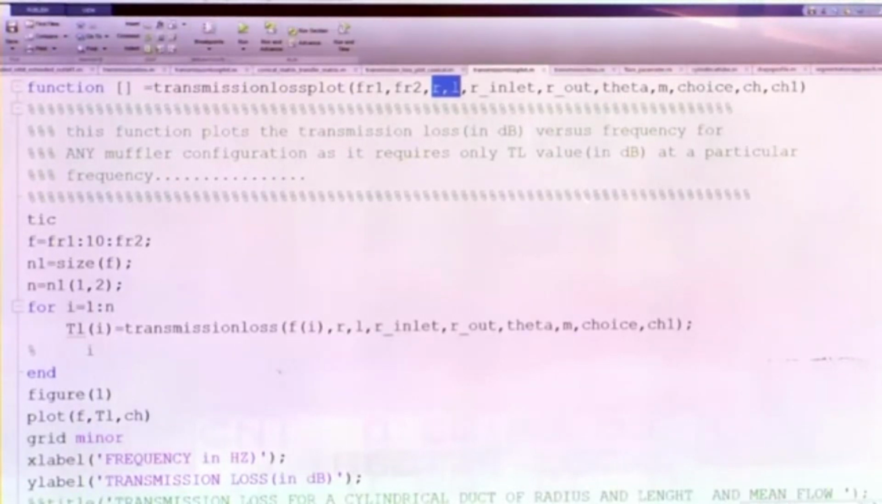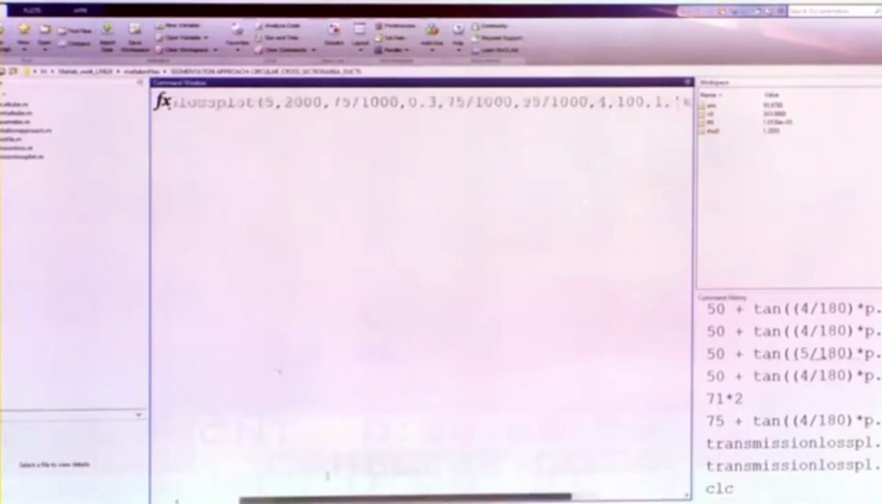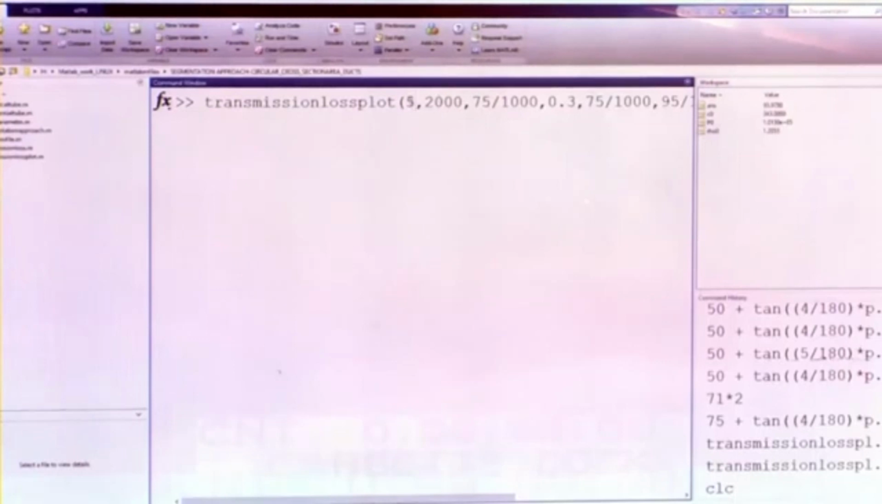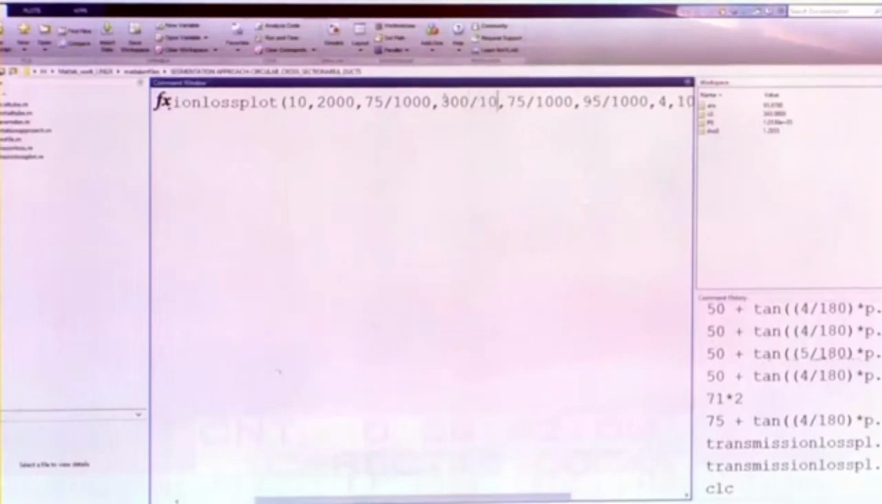So, let us do some parametric studies. There is something which I have already done. For the expansion chamber I have mentioned K as the color of the graph, and 100 parts I have mentioned, and this is the segmentation approach that I have asked the function to do. Frequency is from 5 hertz to 2000 hertz, in steps of maybe 10 hertz, just for demonstration purposes, and 75 is, let us say, the inlet R naught value, basically 75 mm.